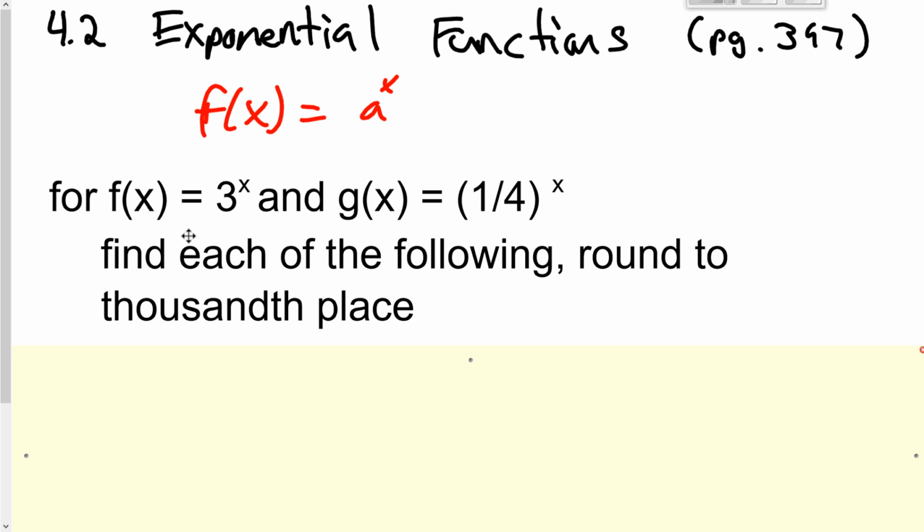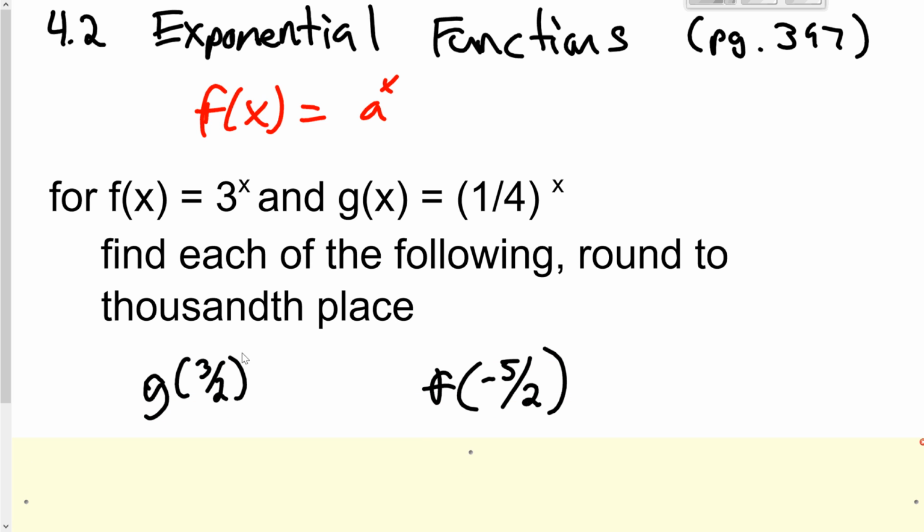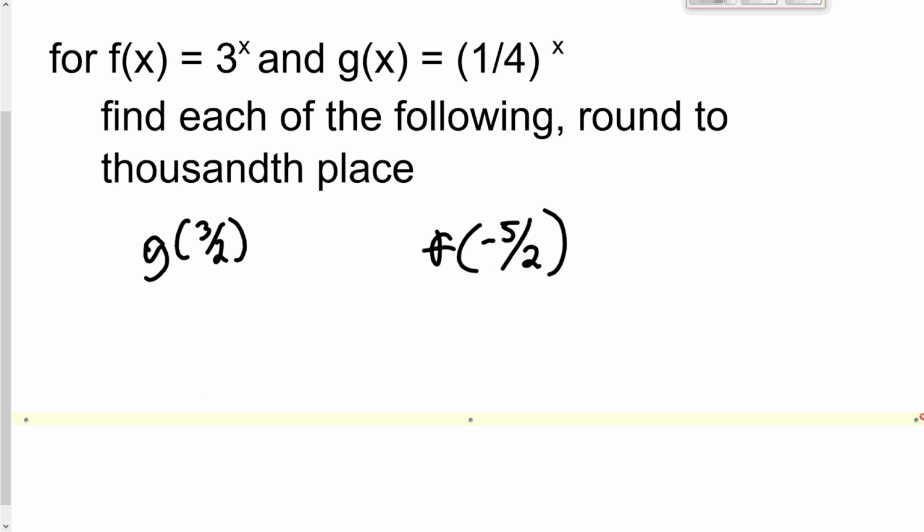So we have two functions here. We have f of x, or 3 raised to the x, and g, which is 1/4 raised to the x. We want to find the following, for the thousands place. So we want to find g of 3/2, and we want to find f of negative 5/2.